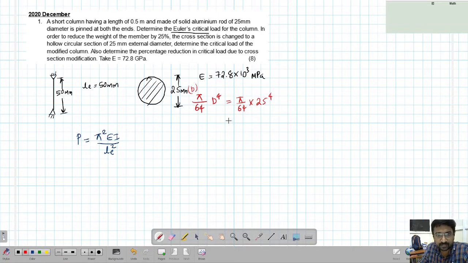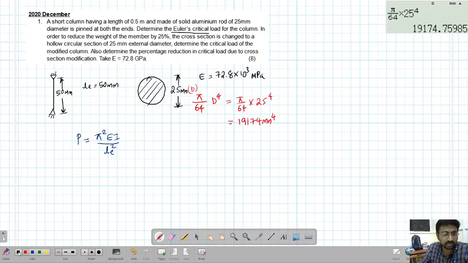So we'll calculate that. Let me take out the calculator. Pi by 64 times 25 raised to 4. So this is 19174 mm to the power 4. This is the value of I.